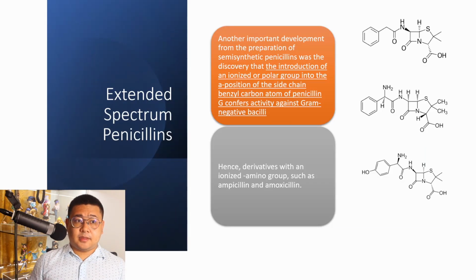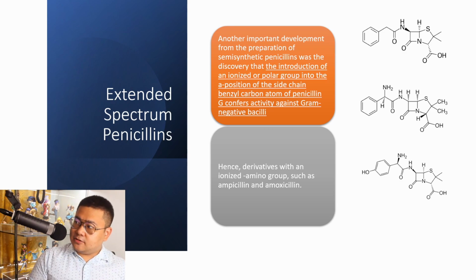So the next type is our extended spectrum penicillins. Another development in the preparation of semi-synthetic derivatives was that if you introduced an ionized or polar group into the alpha position of the side chain of the benzyl carbon atom of penicillin G, it confers activity to gram-negative bacilli. Okay, so you actually extend the spectrum of activity of our penicillin G if you put an ionized or polar group in the alpha position.